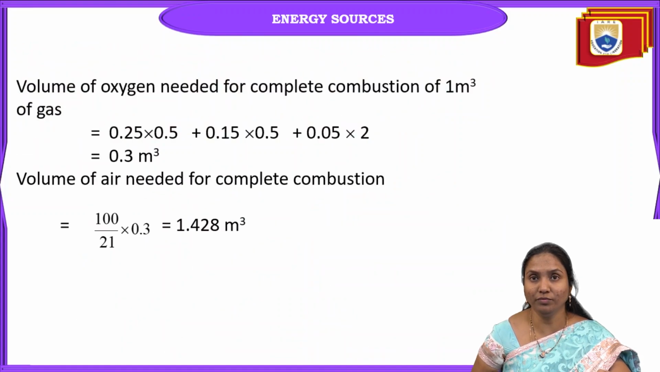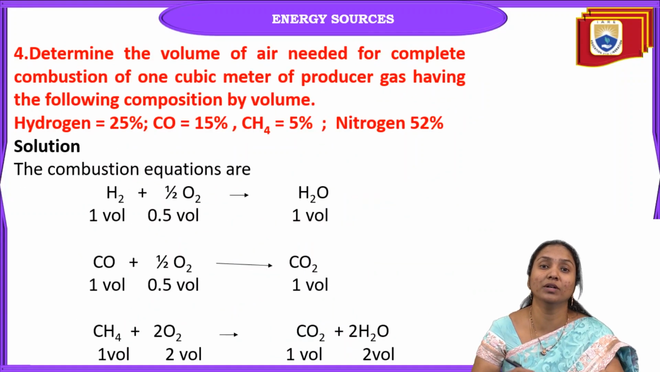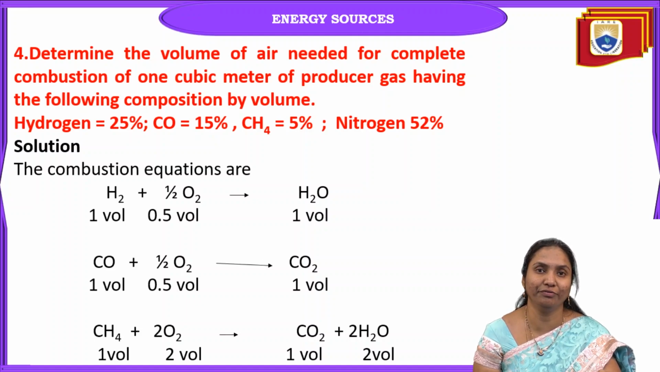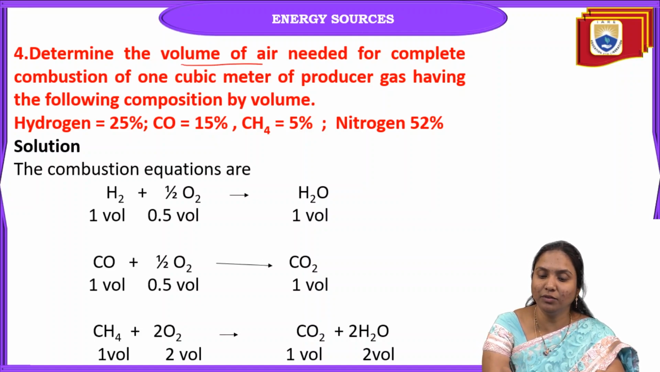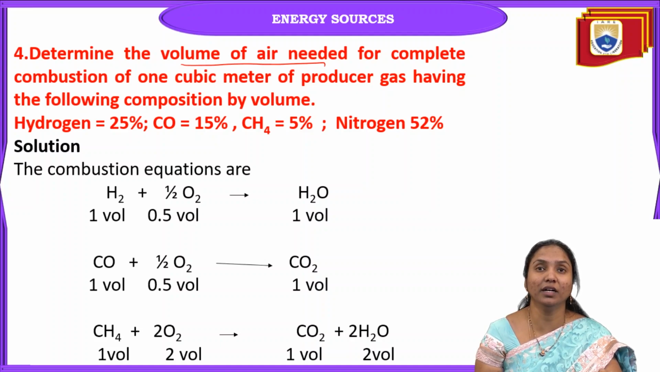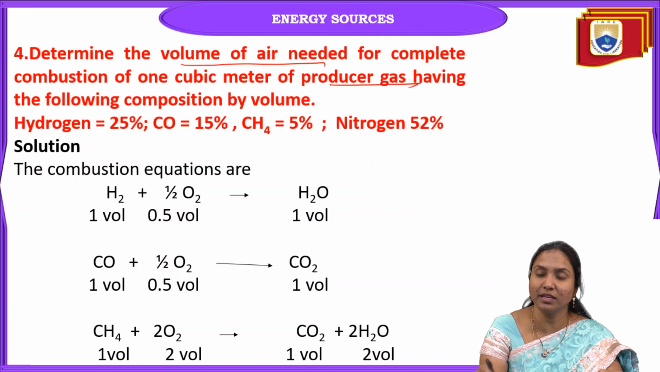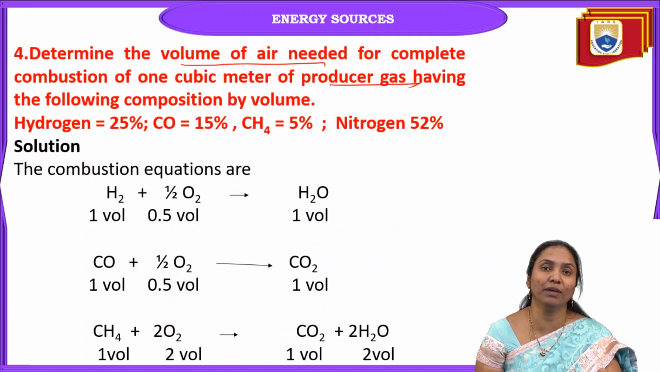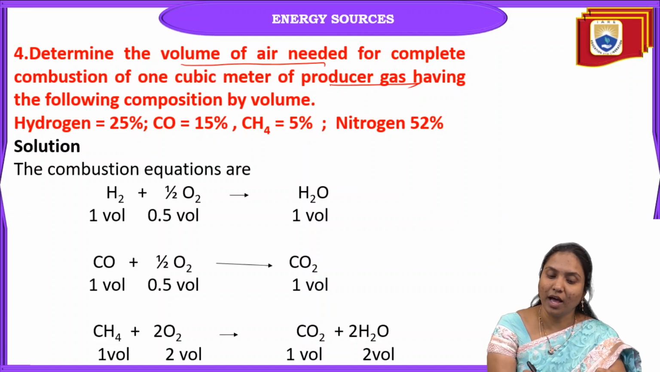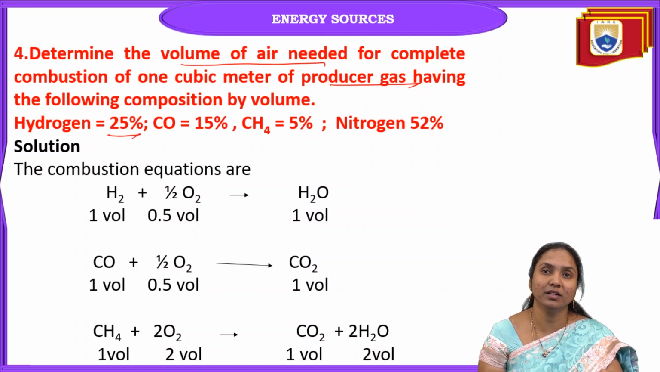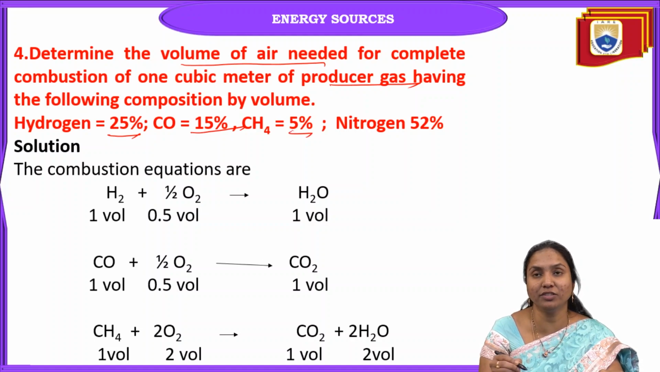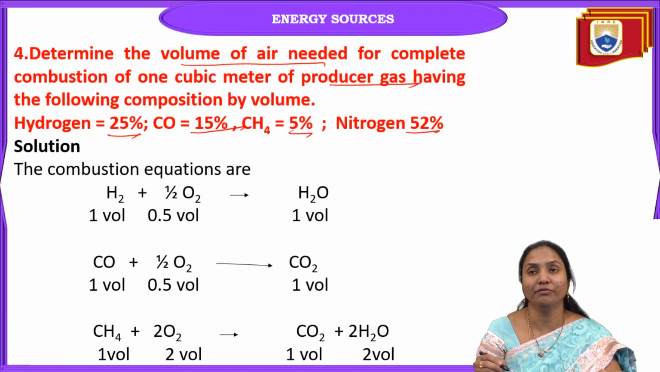Now let's discuss one more problem, based on how much amount of air is required for complete combustion of a fuel. So here, determine the volume of air needed for complete combustion of 1 cubic meter of producer gas having the following composition by volume. Hydrogen is 25%, carbon monoxide is 15%, methane is 5%, and nitrogen is 52% present in the given fuel.